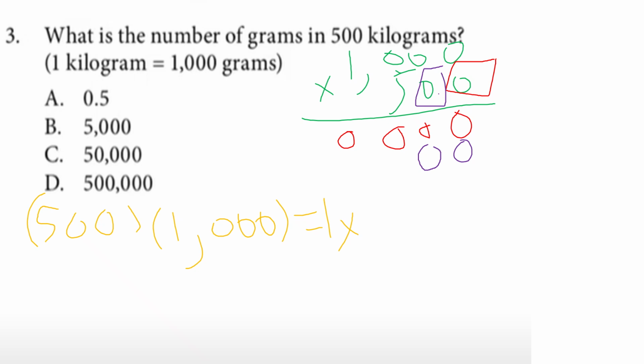0 times the 0 in the tens place up top is 0. 0 times 0 in the hundreds place is 0. And 0 times 1 is 0.